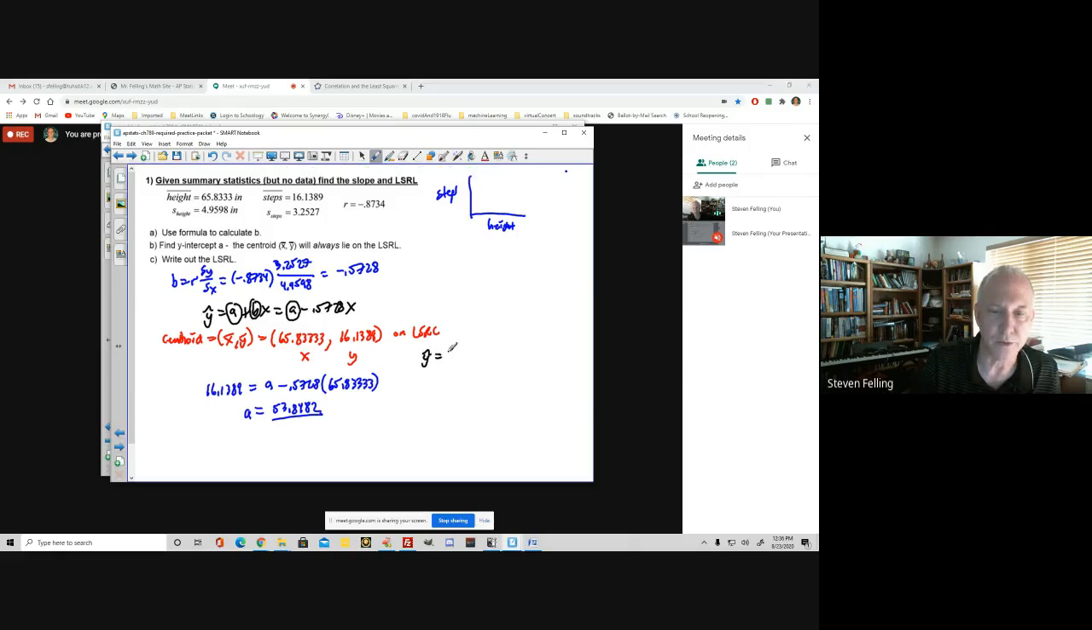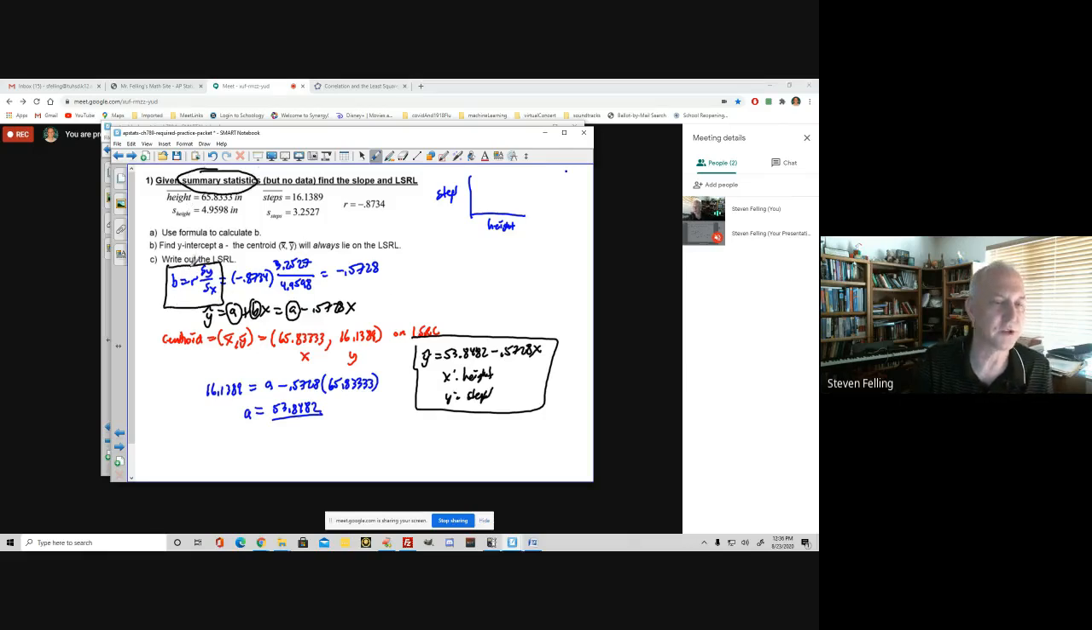And now I have my full LSRL, so I can write it for real. y hat equals 53.8482 minus 0.5728x, where x is the height and y is the number of steps. Right? So we have a way to write an LSRL if we only have the summary statistics. We just need this formula to calculate the b to get us started, and then we have to know that the centroid is on the LSRL. Okay?